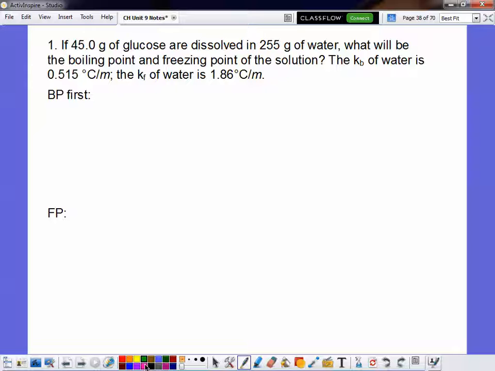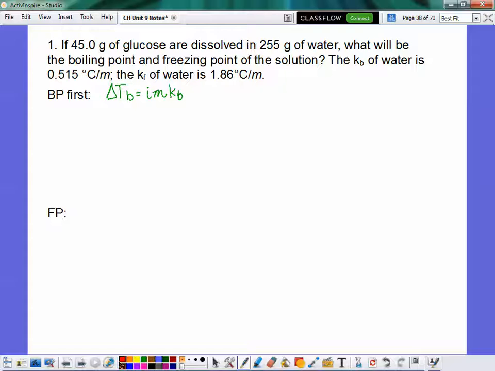Remember, what happens to the boiling point when we dissolve something in water? It goes up. Remember, boiling point elevation. So that means that the boiling point of this solution should be greater than the boiling point of pure water. What's the boiling point of pure water? 100 degrees Celsius. So the boiling point of this solution will be greater than 100. But we're going to calculate the change to that boiling point first and then add it to 100. So the formula is delta Tb equals iMKb.